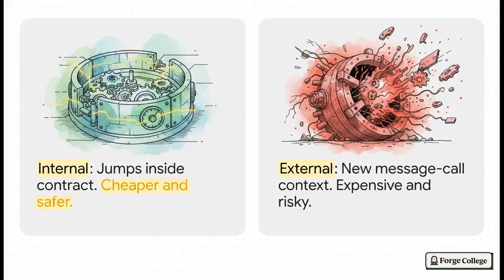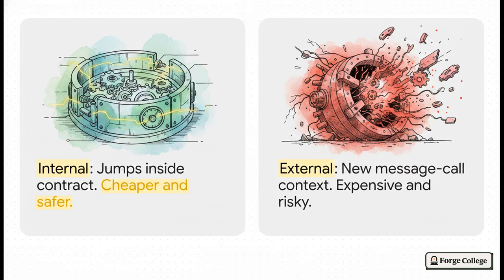Because of that, if you're going to use recursion, you absolutely must distinguish between your call types. Internal calls are implemented as simple jumps to a different region inside the same contract. They're significantly cheaper. External calls, on the other hand, use opcodes like call or delegatecall. This creates an entirely new message call context. Doing that recursively is wildly expensive, and worse, it opens you up to devastating reentrancy risks.